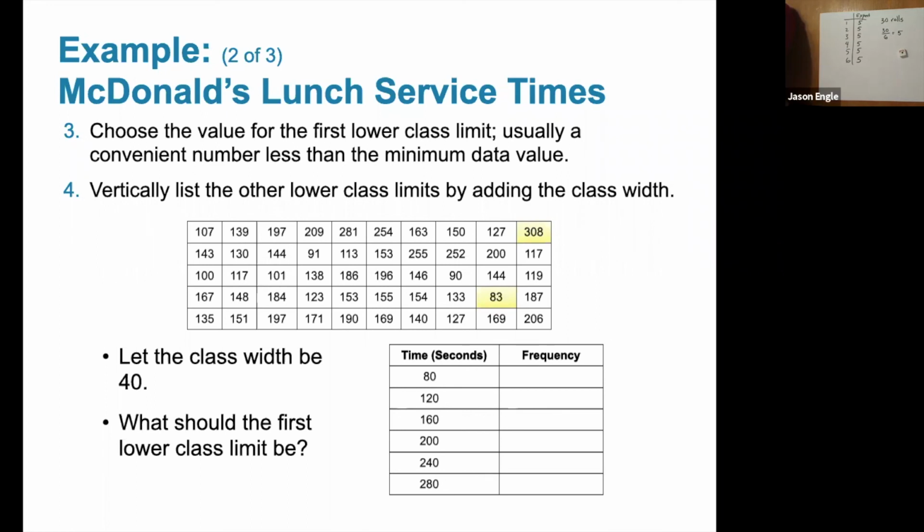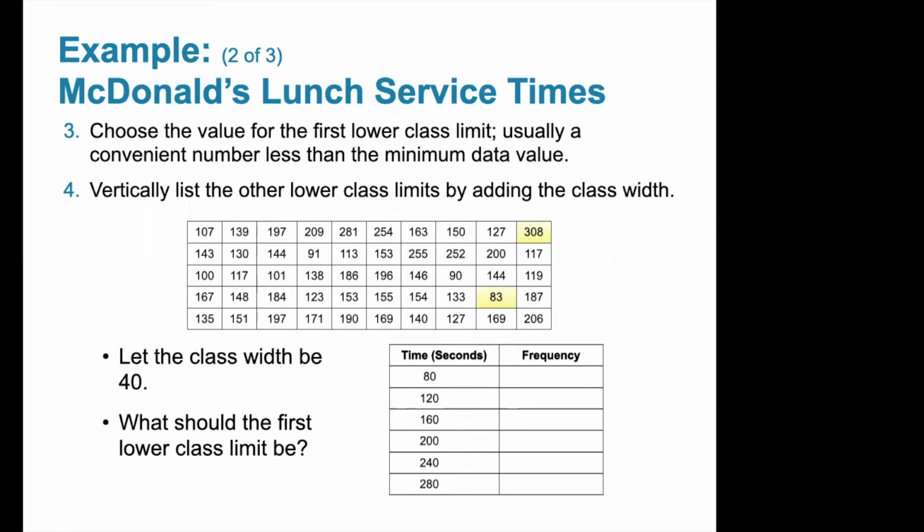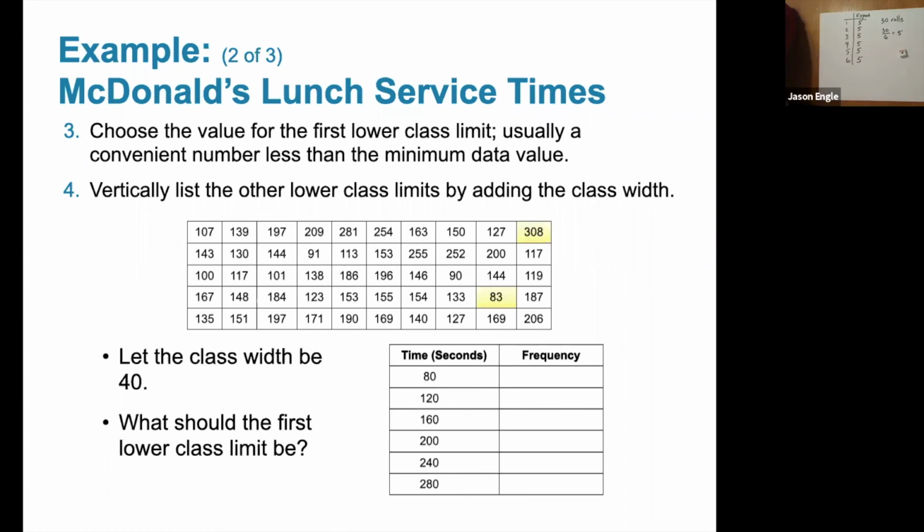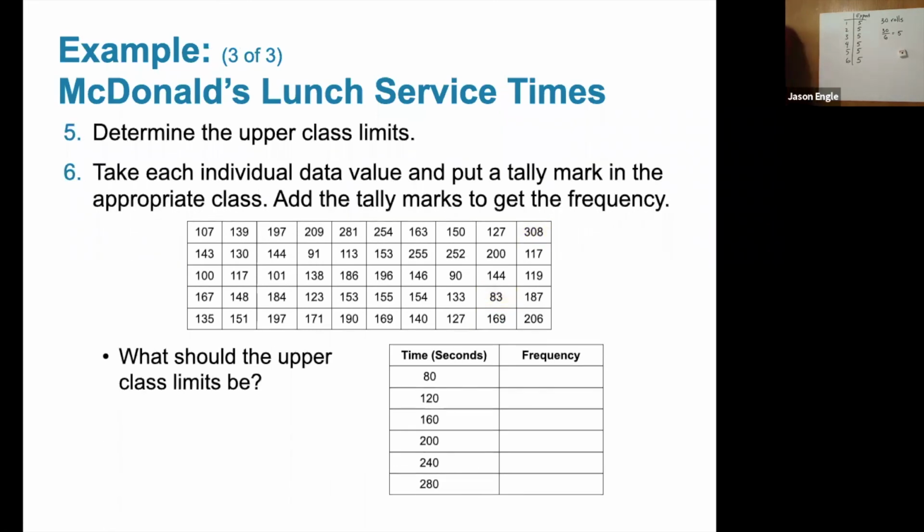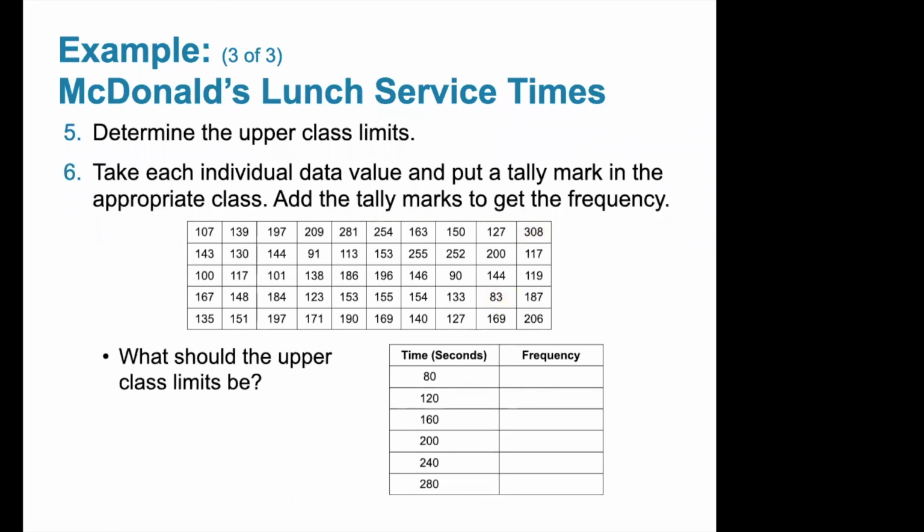You see where the 120 came from? Yes. If the class width is 40, then the difference between the two lower class limits should be 40. So 80 plus 40 is 120. Likewise, 120 plus 40 is 160. 160 plus 40 is 200. 200 plus 40 is 240. 240 plus 40 is 280.